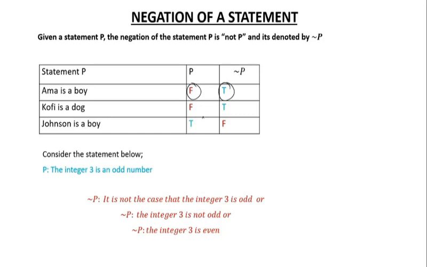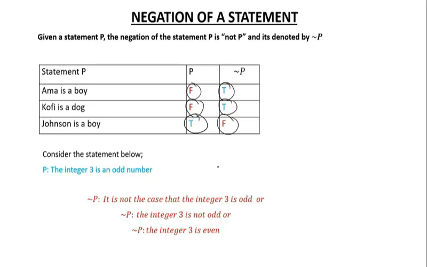Kofi is a dog. Is Kofi a dog? No. So it means the truth value of this statement is false. But once we negate the false statement, it becomes a true statement. So the negation of P for this example is telling us that Kofi is not a dog. Now, Johnson is a boy. Is Johnson a boy? Yes, Johnson is a boy. So this is a true statement. But the negation of this statement becomes what? A false statement.